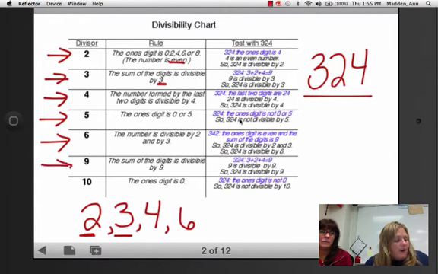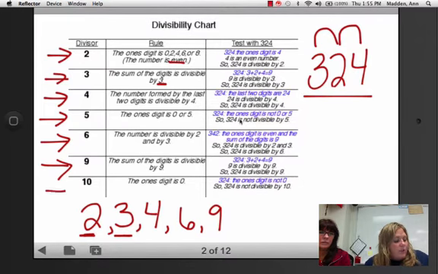My rule for 9: the sum of the digits is divisible by 9. So the sum of the digits, once again, I need to add. 3 plus 2 is 5. 5 plus 4 is 9. Is 9 divisible by 9? Can you divide 9 by 9? You can. You would get a 1. Therefore, one of my factors is a 9.